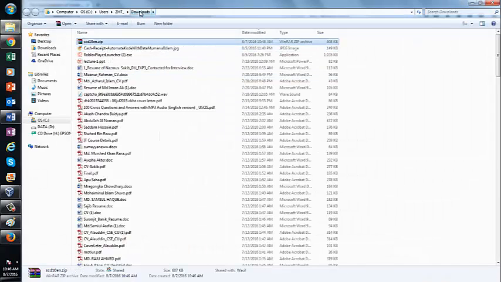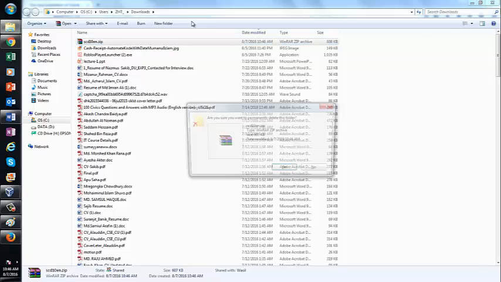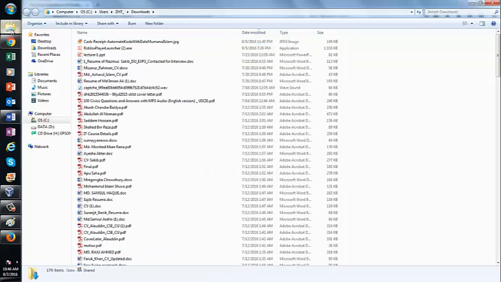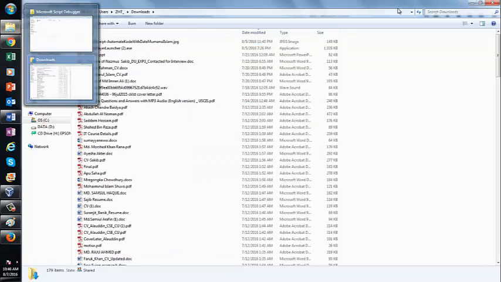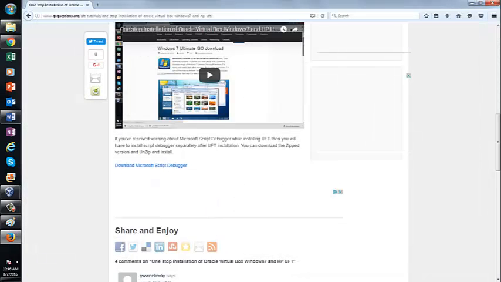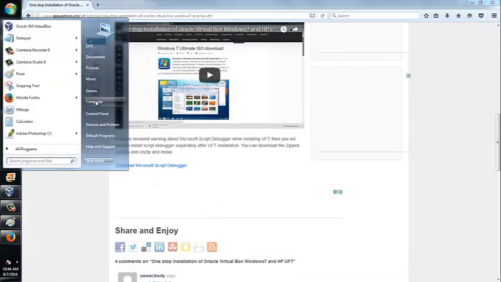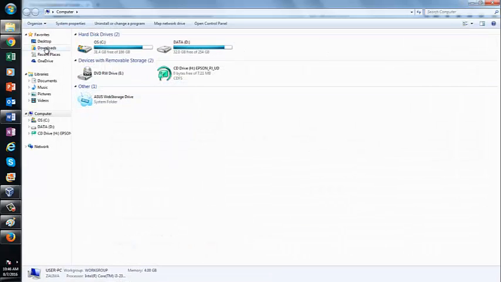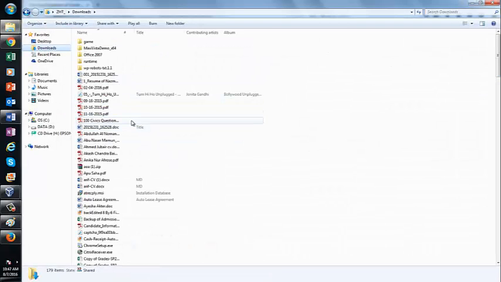Again, can you see it is again inside the download folder, right? Whenever you download something, it is coming under your download folder. And where is your download folder? If you go to my computer, let's say this one, okay. If you go to your my computer, and then it is here, this is the download folder.